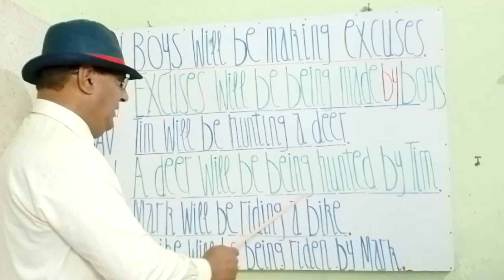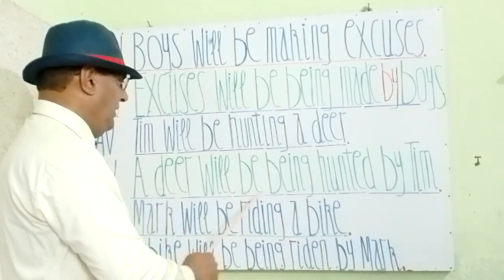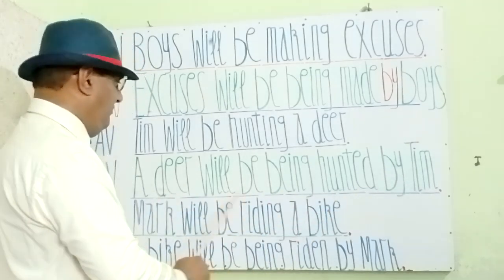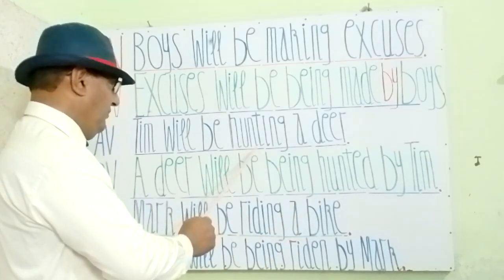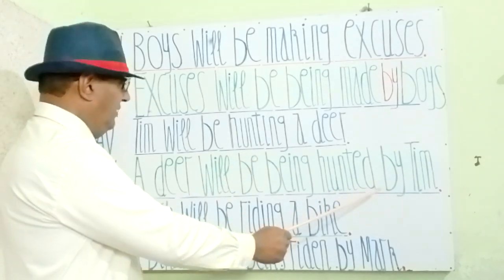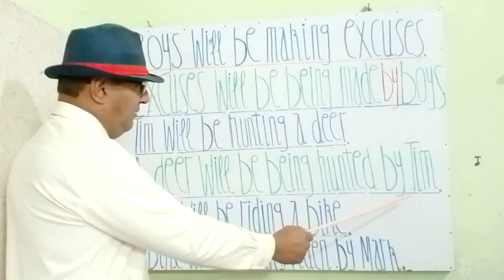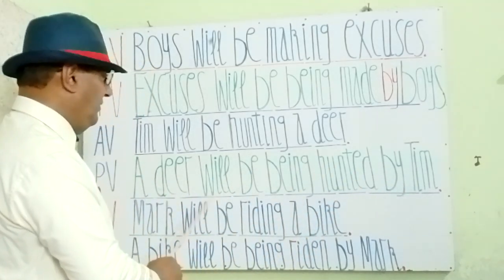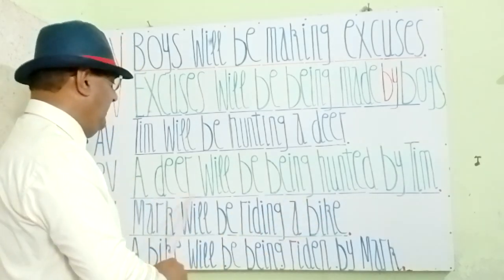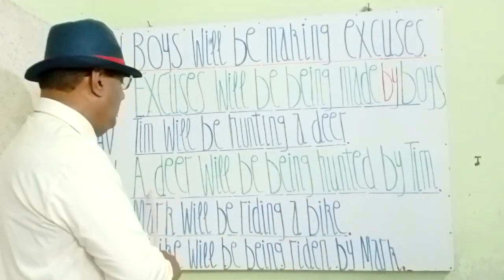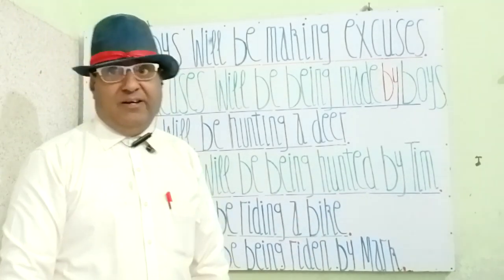So a deer will be being hunted. Third form hunt is hunted. Hunted is the third form of principal verb hunt, and after hunted we will write the connecting preposition by, and Tim will stand as an object in the passive. So let's read it out. A deer will be being hunted by Tim.